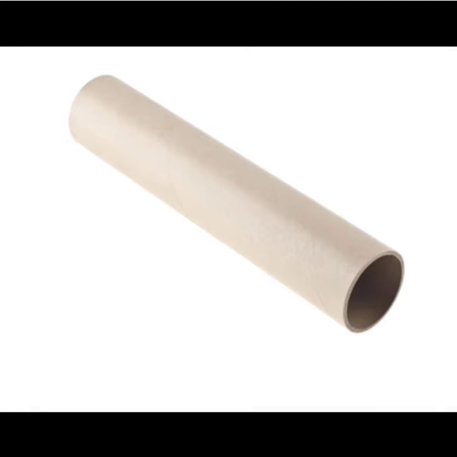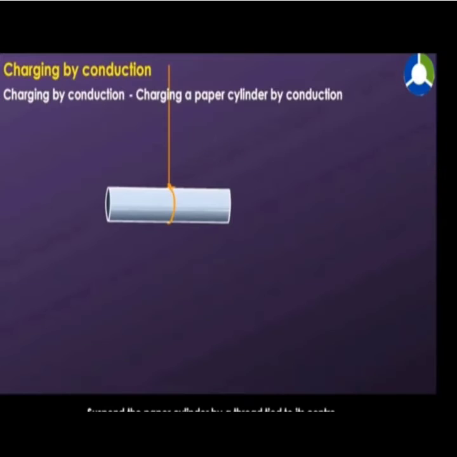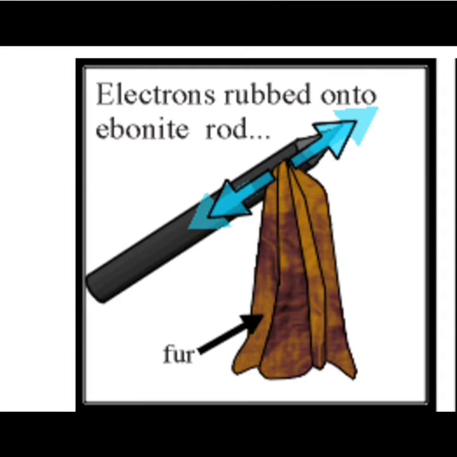Let us learn transfer by conduction, then activity. Take a sheet of paper and turn it into a hollow cylinder. Tie one end of the cylinder with a silk thread and hang it from a stand. Now take an ebonite rod and charge it by rubbing it with the woolen cloth.